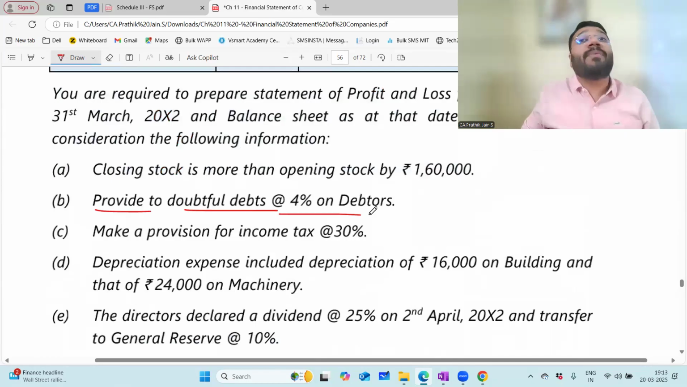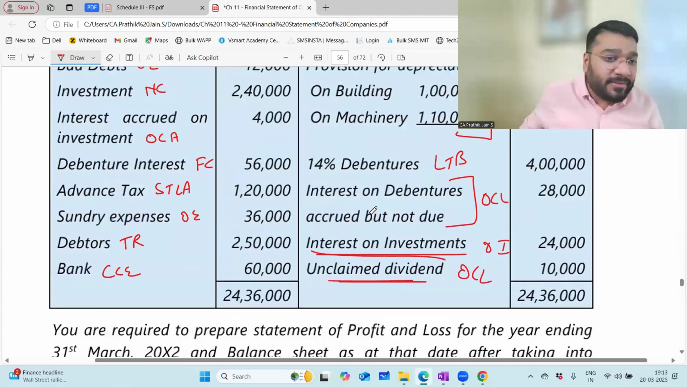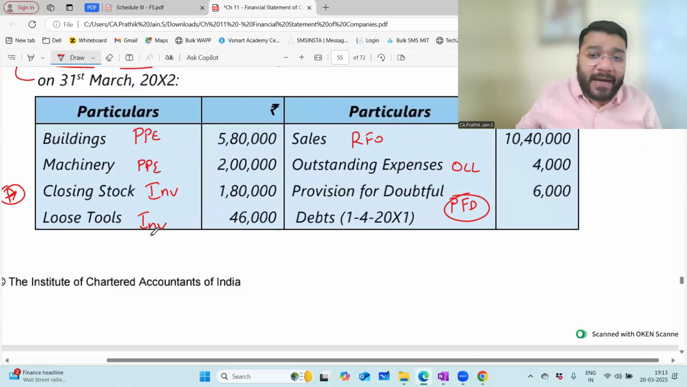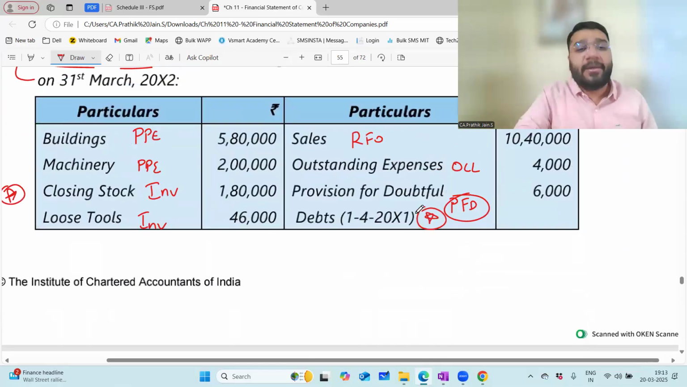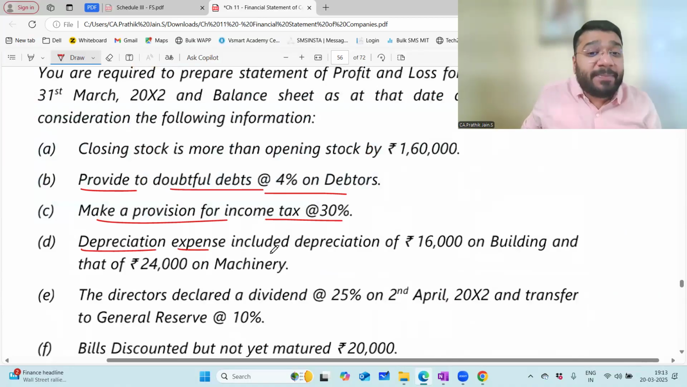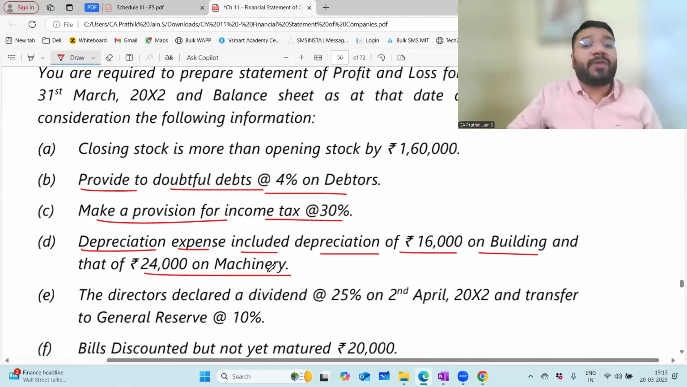Provide doubtful debt at 4% on debtors. Which means against debtor, I'm putting one star mark. Against the provision for doubtful debt, I'm putting one more star mark. Okay. Make a provision for income tax. Easy. Depreciation expenses include depreciation of 16,000 on building and for machinery 24,000.